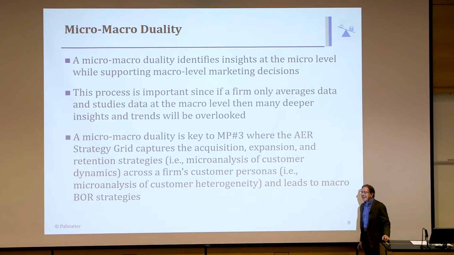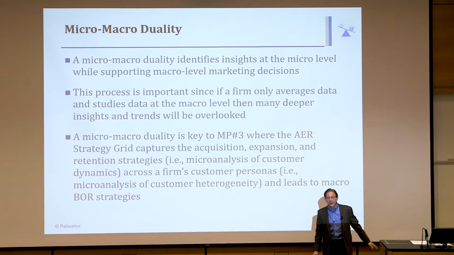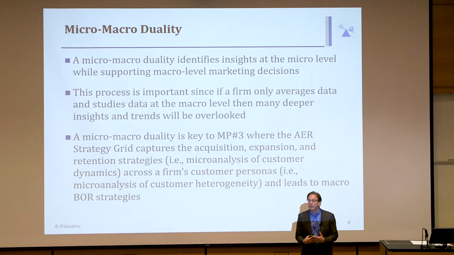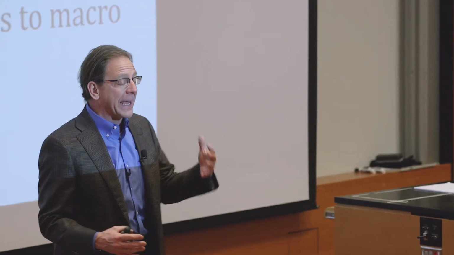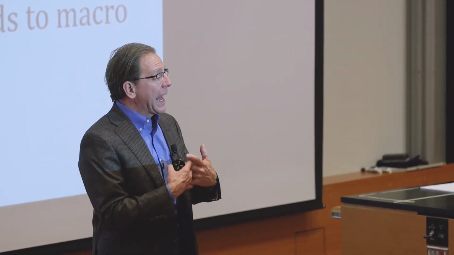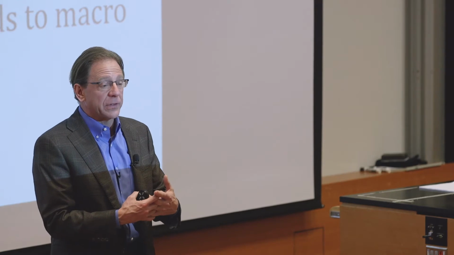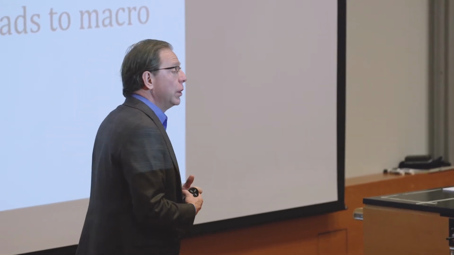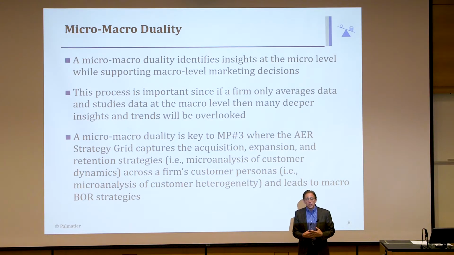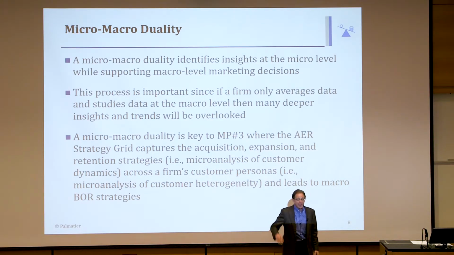When we came up with the AIR strategy grid, what that came out to from our own customer portfolio, we took into account both customer heterogeneity and customer dynamics, and we came up with personas, and we understood what the CLV of each of those personas was across acquisition, expansion, and retention. We fed that into our BOR strategy grid, which told us what we wanted to achieve at a macro level. So that AIR grid is at the micro level, the BOR strategy grid is at the macro. So the micro-macro connection occurs when you put those two grids together.